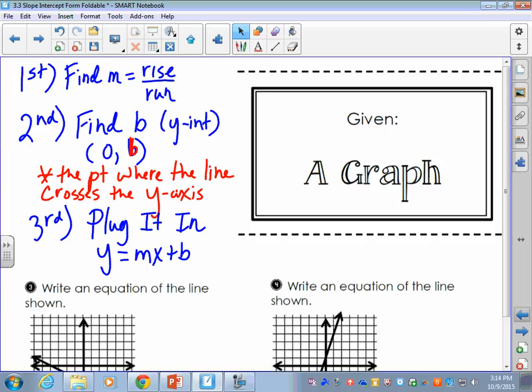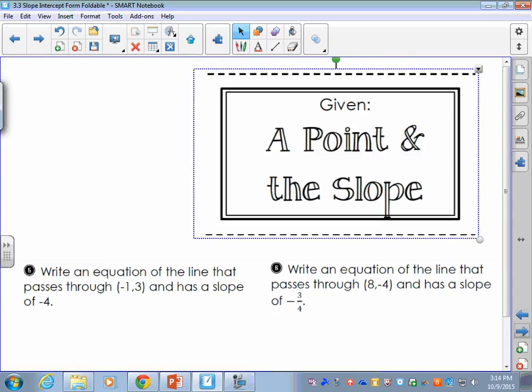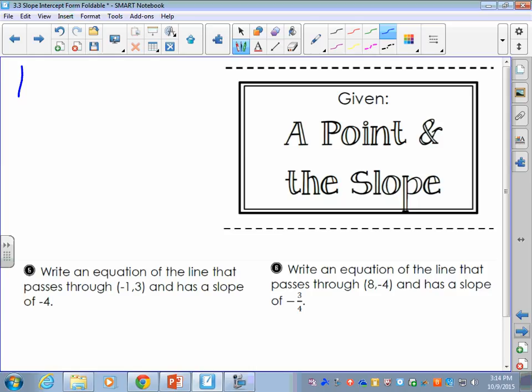Alright, so on our next tab, which is a point and the slope, okay? So if you're given the point and the slope, sorry, oh, I forget this doesn't work.